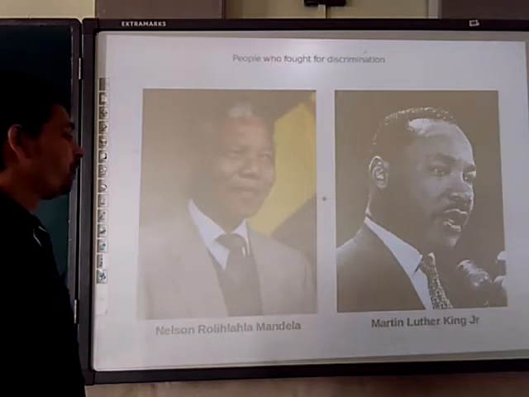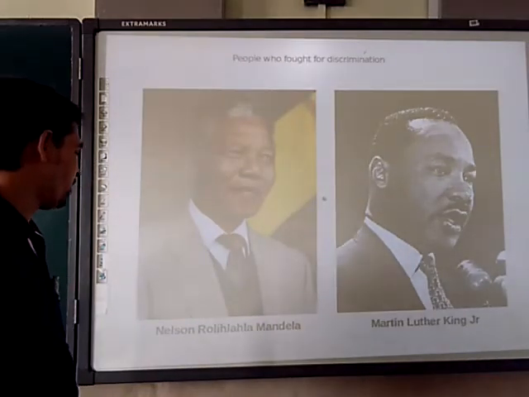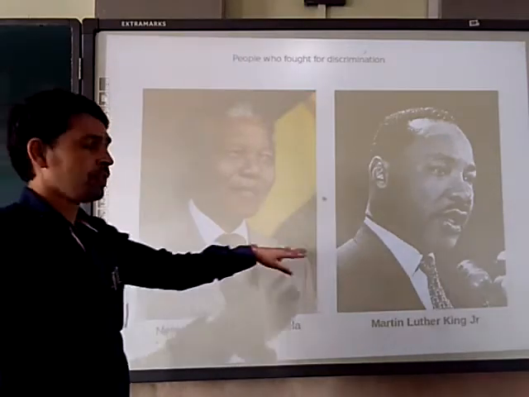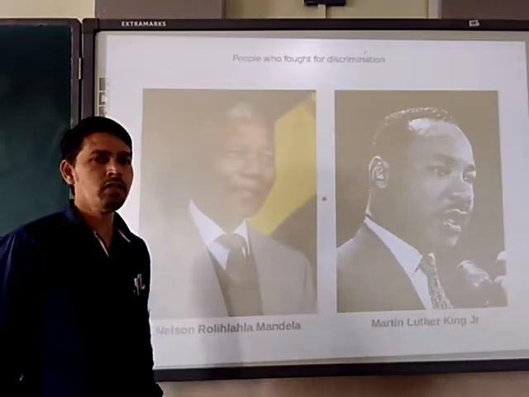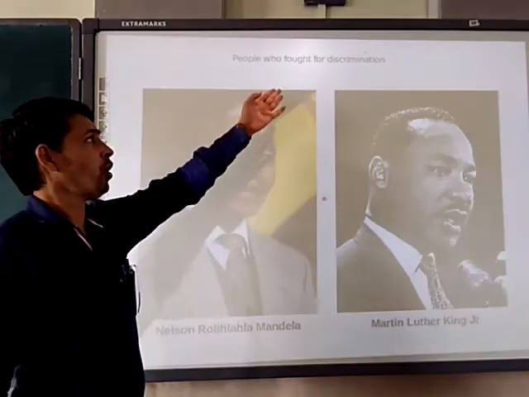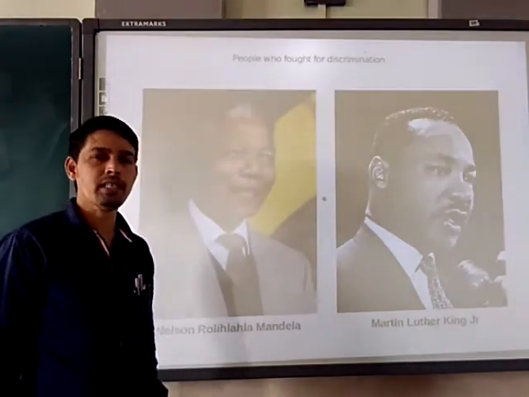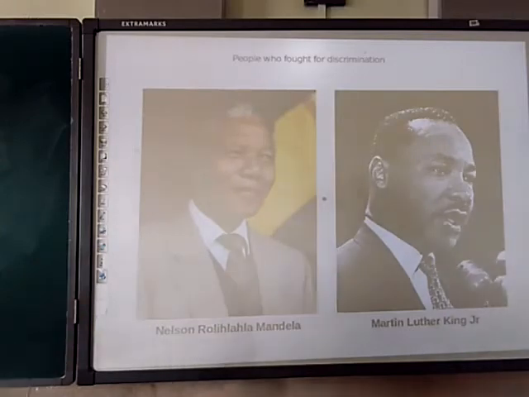here are two famous people who fought against discrimination, Nelson Mandela and Martin Luther King Jr. These faces are known to you. They fought against the discrimination which happened to them, right? Apartheid, you can understand, is where on the basis of skin tone, people used to discriminate against each other.